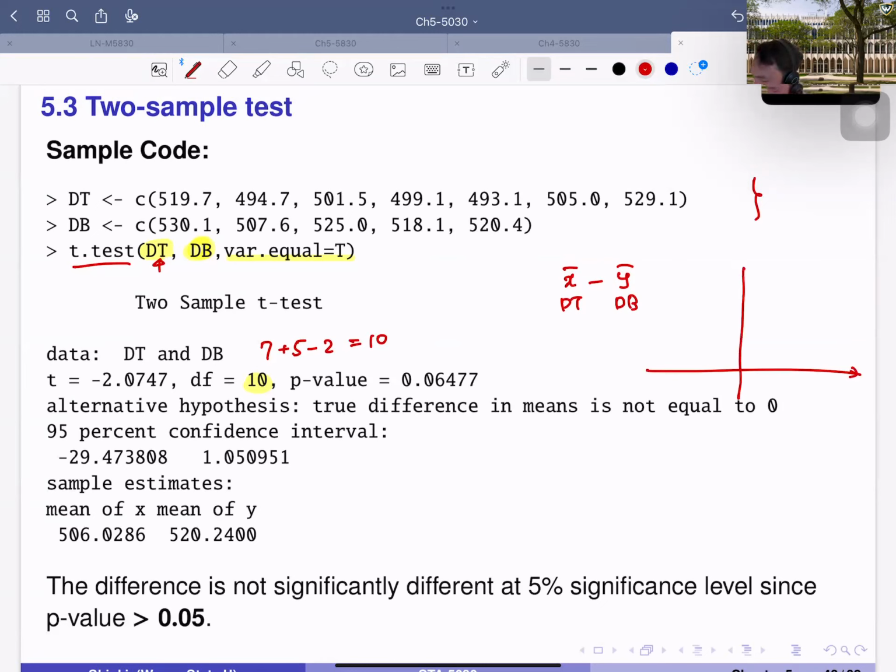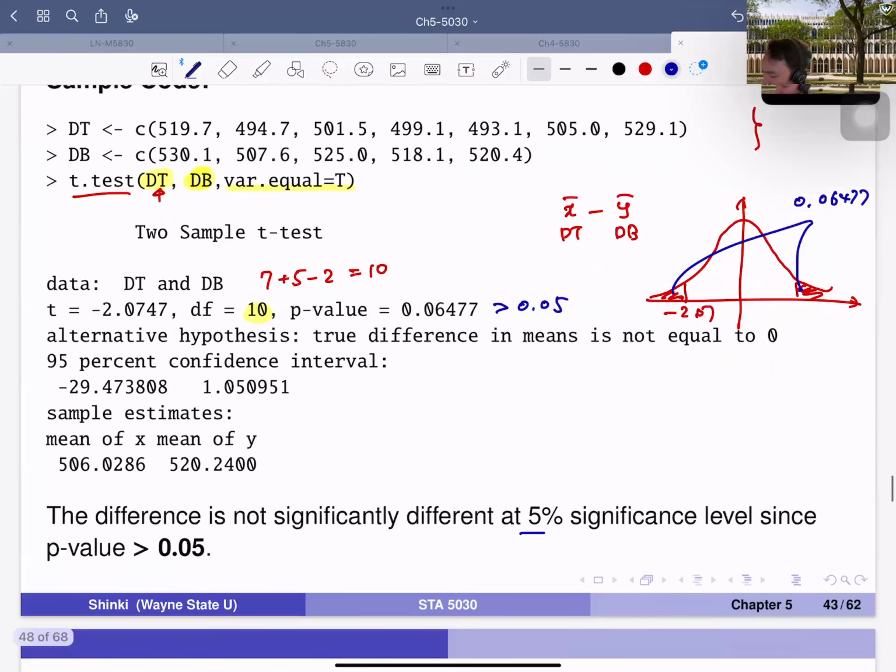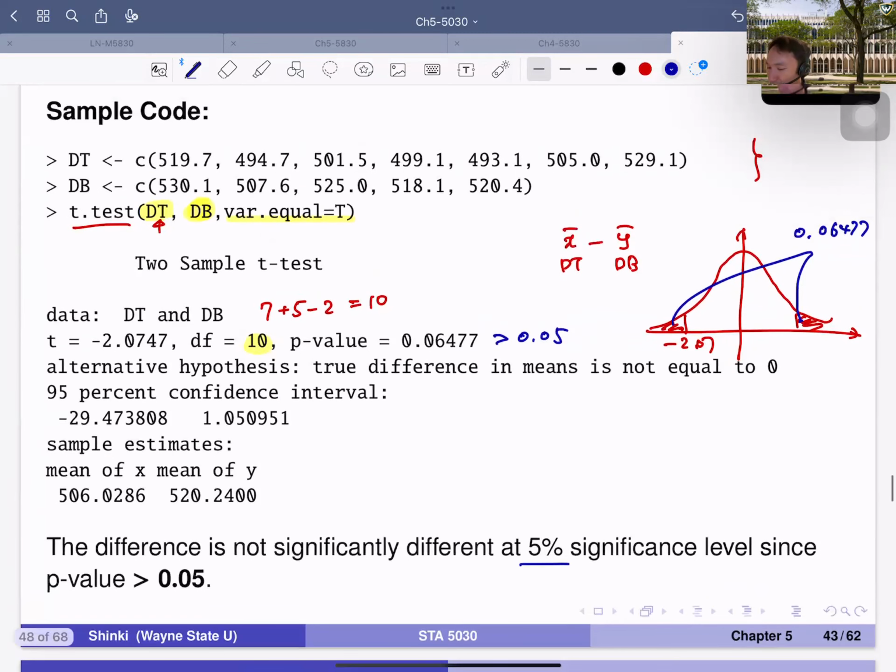So that means if we have a t-distribution and we have negative 2.07, then this area plus this area, the total area, sums up to 0.06477. And this is actually larger than 0.05. So it's marginal. It's almost close to 0.05. But at the 5% significance level, we cannot say Detroit's score is significantly different from Dearborn's. Maybe if we increase the sample size, this difference would be more significant.